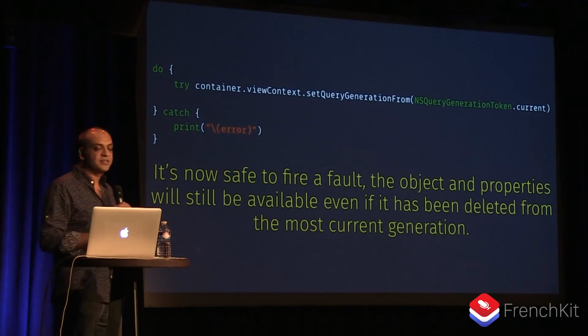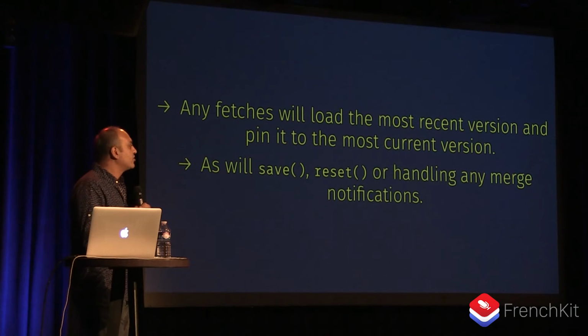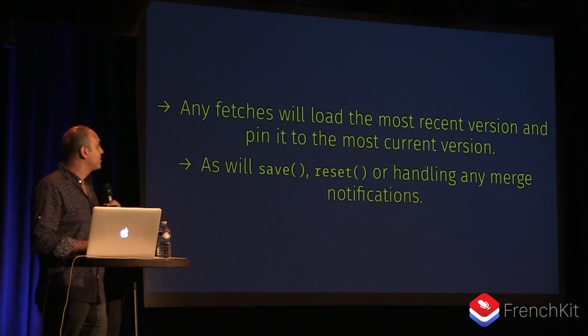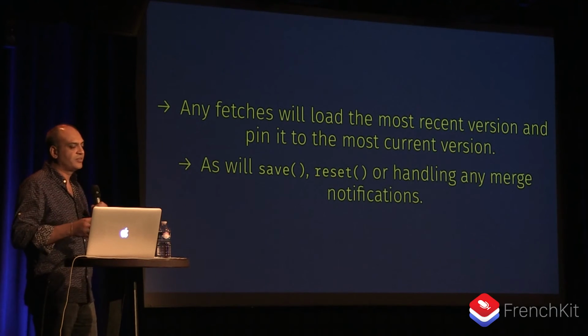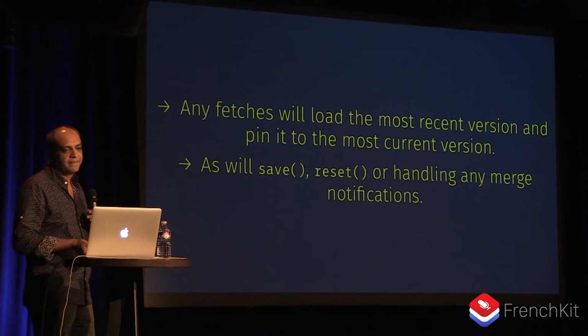The good thing about this is it's sort of lightweight. If you do any more fetches, it'll just get the most recent version and it'll update the generation. Also, if you do any saves or resets or handle any of the merge notifications you get out of Core Data, it deals with that as well, and it will just update the generation. If you've told it to use current. If you've actually pinned it to a generation, you can ask a managed object context for its current generation and pin it to that. It will just stay there and not move, and you can use that data until you're ready to update it or pass in a new version.